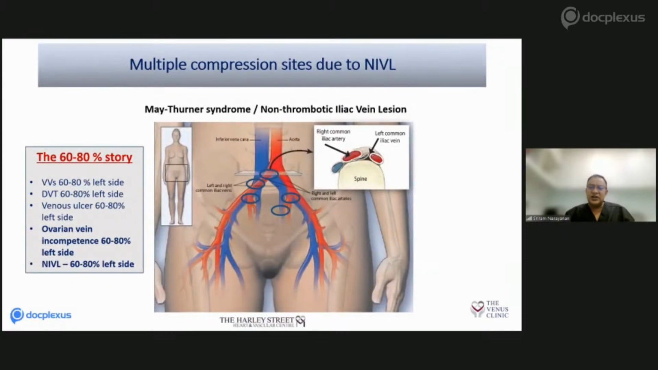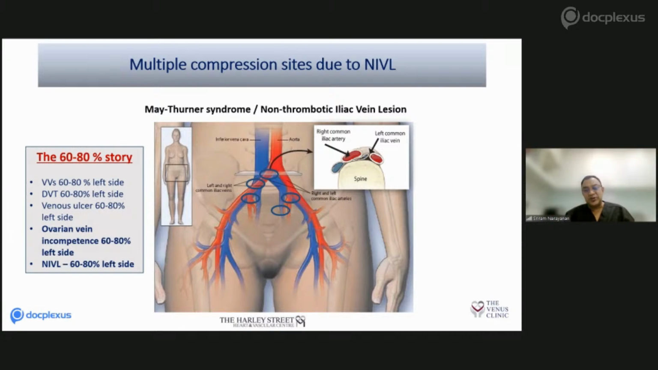But we also now know that the compression is not just at one site in the pelvis. The way the arteries cross the veins in front of the spine means there can be at least 5 to 7 different points of compression. But the left iliac vein compression remains the commonest site in about 60 to 80% of people.